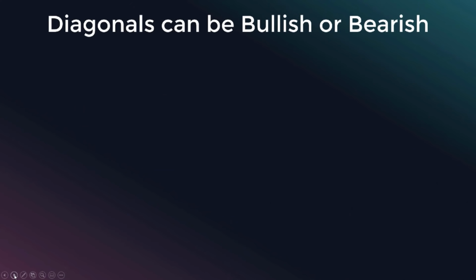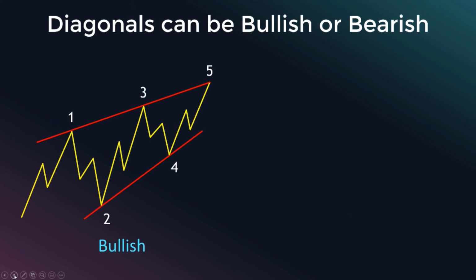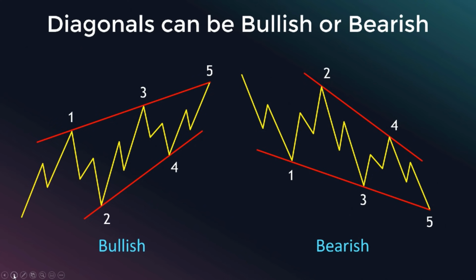As with impulse patterns, diagonals can be bullish or bearish. Here's the same type of pattern drawn to the bearish side. It's still the 1, 2, 3, 4, and 5, but again, each of the waves is complex on the way down, just the same way it is on the way up.